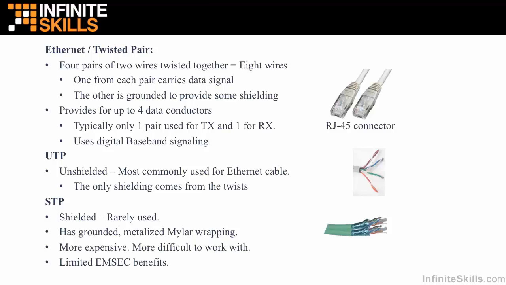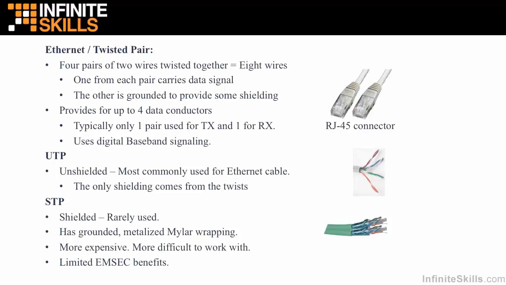In this lesson, we're going to look at Ethernet. Ethernet uses what we call twisted pair cable. It's a total of 8 wires in one jacket and one cable. We take those 8 wires in pairs, and each pair will consist of one wire that's going to carry the data signal, and this second wire is going to be grounded. And then we're going to twist these two wires together.